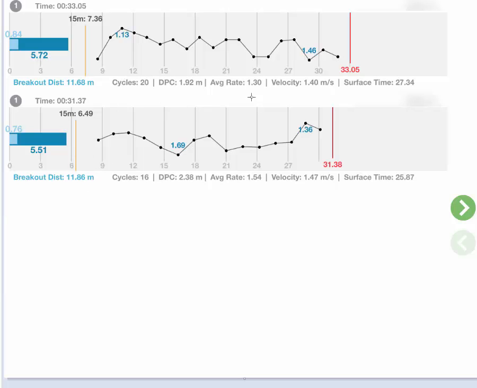Big thing that jumps out at you is that he had an average stroke rate at Purdue of 1.3. Here it was 1.5, so he stayed disciplined and he took 4 strokes less, 16 instead of the 20 that he did, and he had a much greater distance per cycle, 2.38 versus the 1.92. So he's swimming much, much more efficiently.